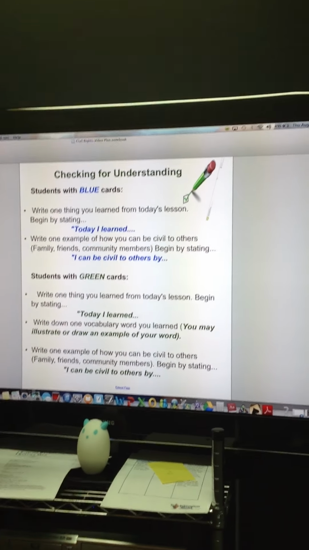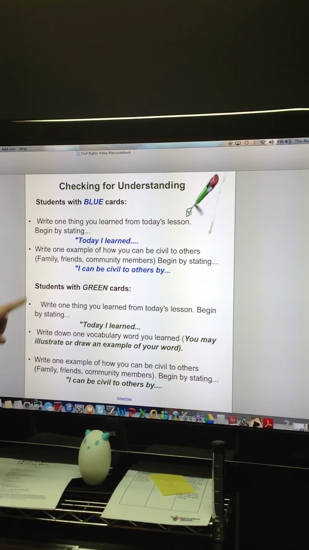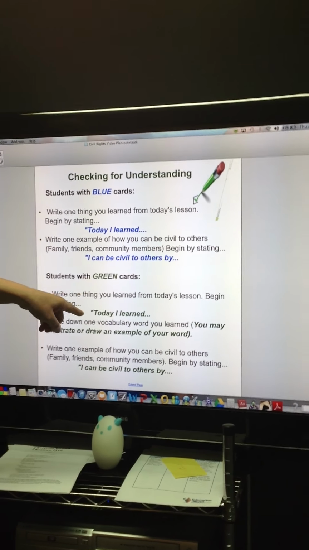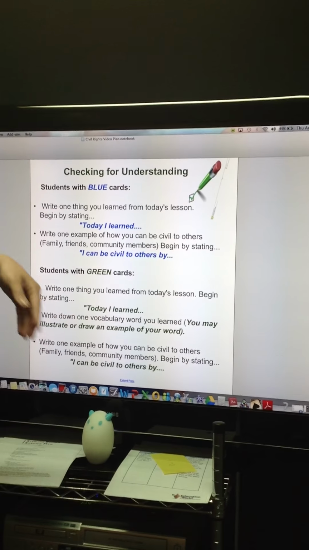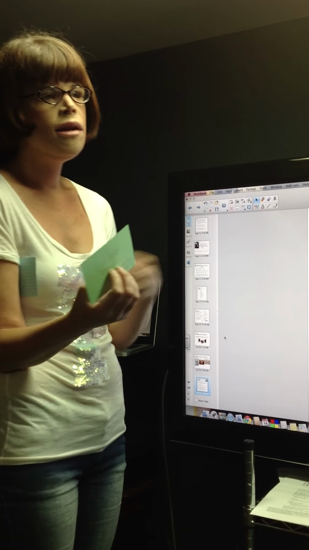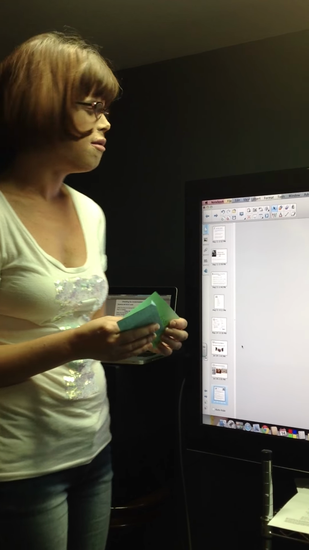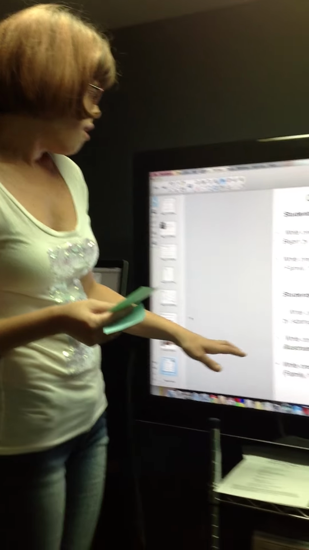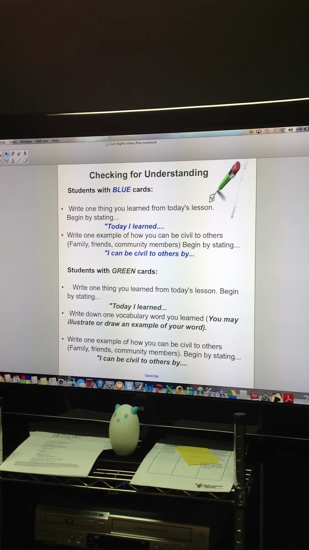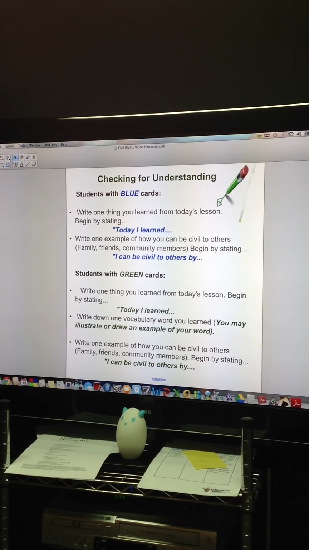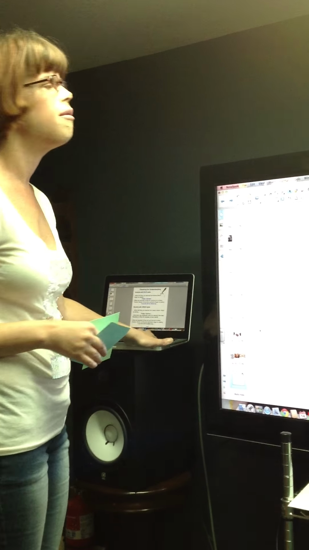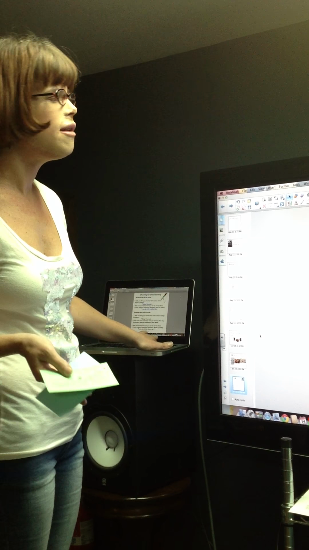They're going to begin by stating, today I learned. They are going to write down one vocabulary word they learned, and they can even illustrate it, okay? Again, illustrating is very beneficial to special needs learners, okay? They need visuals. Okay, and then they're going to write one example of how they could be civil to others too. Family, friends, community members, and use complete sentences. I can be civil to others by. Okay, that should take about 5 to 10 minutes.